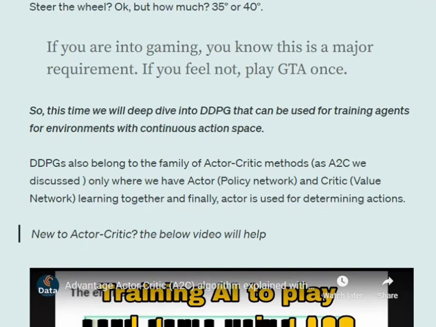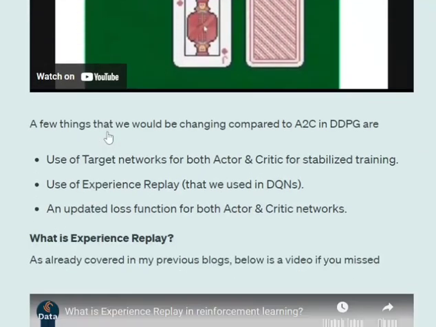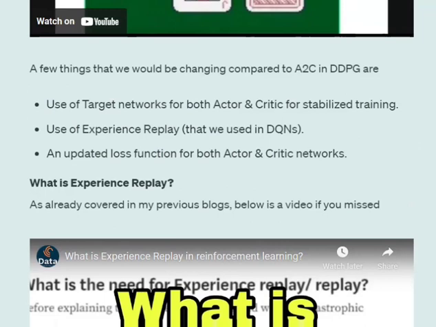I'm assuming that you have an understanding of the advantage actor-critic method, or basically the actor-critic method, to understand DDPG, which I've already discussed in a previous video. A few things have changed in DDPG compared to A2C. First, we would now be using target networks for both actor and critic for stabilized training. Second is the use of an experience replay that we eventually use in DQNs, and the loss function for both actor and critic has been updated. We will be discussing all these three points in some detail now.